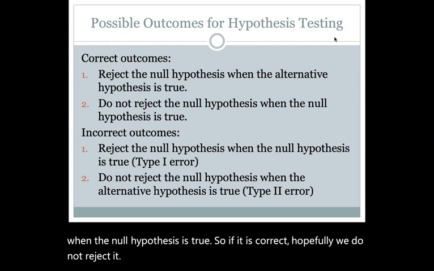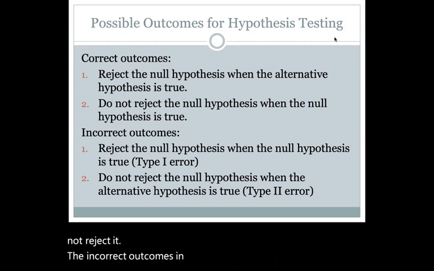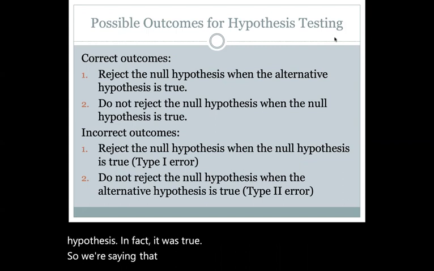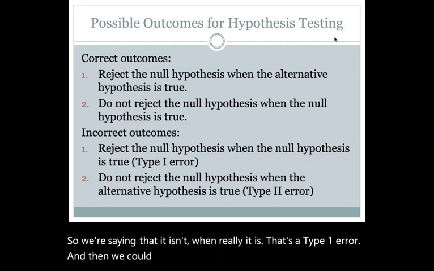The incorrect outcomes, in contrast, are that we reject the null hypothesis when in fact it was true. So we're saying that it isn't when really it is. That's a type 1 error. And then we could also not reject the null hypothesis when the alternative hypothesis is true.